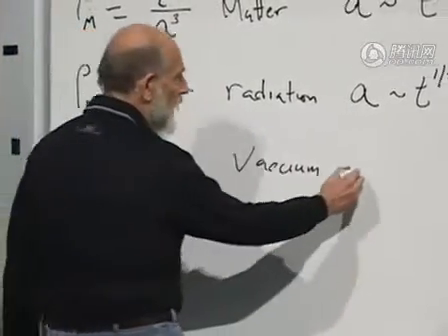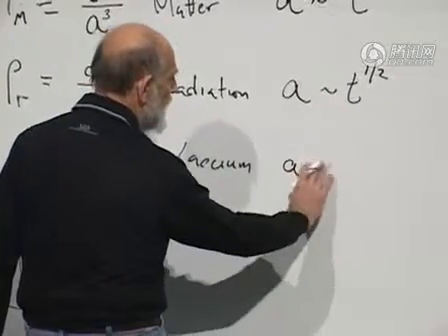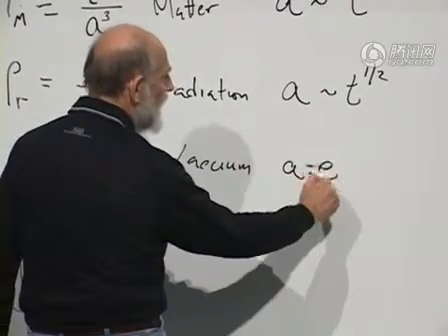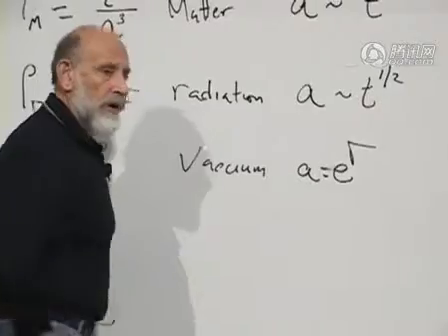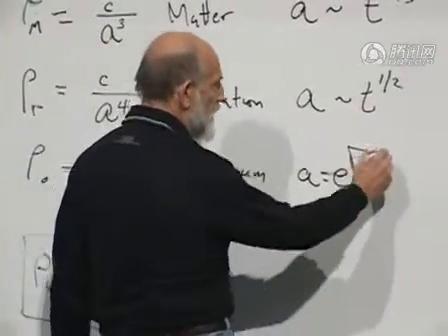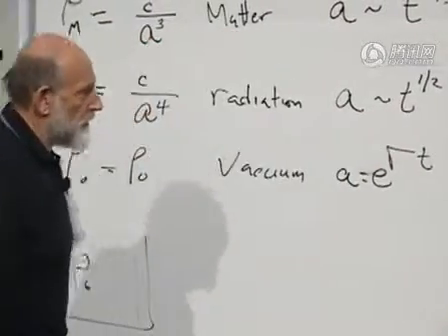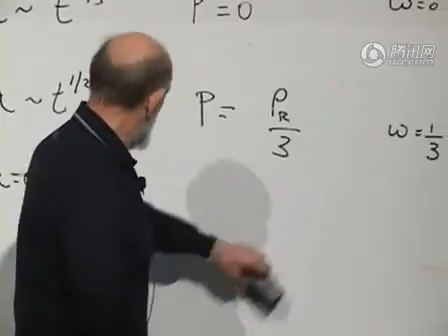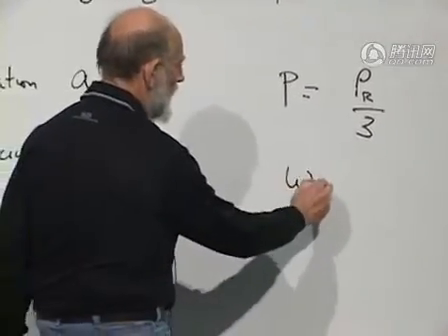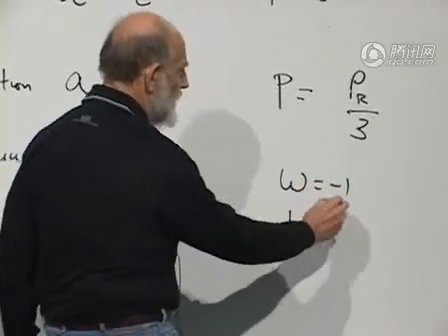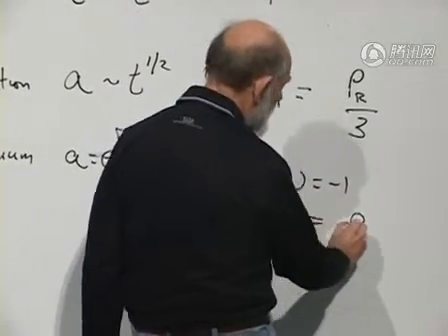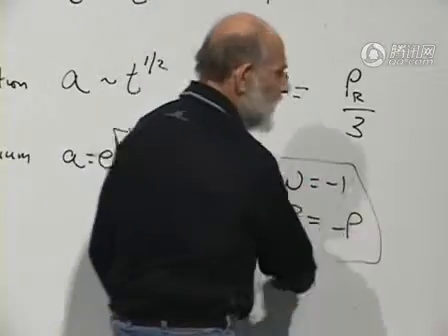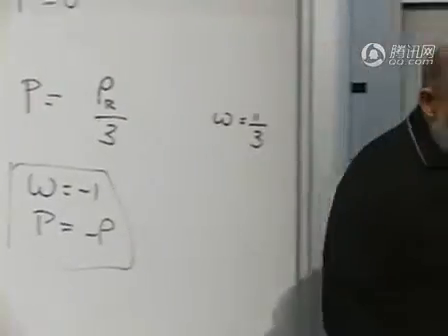And its a is equal to e to the square root of 8 pi G rho naught over 3, I'm not going to write it, times t, exponentially increasing. And this corresponds to w equals minus 1. P equals minus rho. Okay, that's the basic idea of vacuum energy.